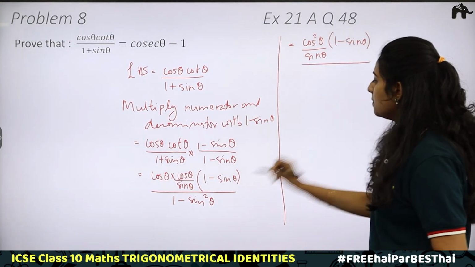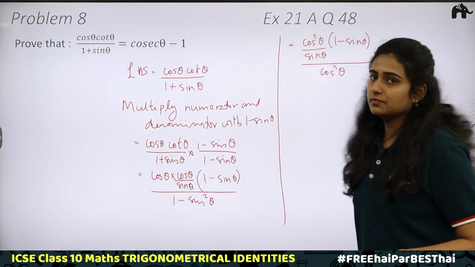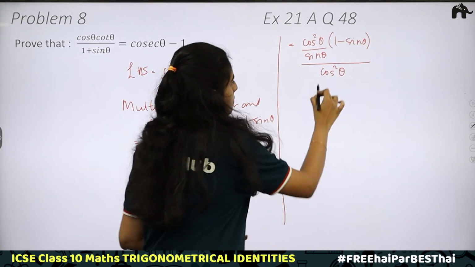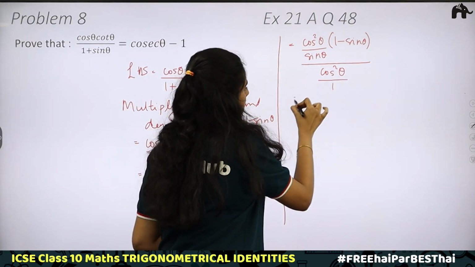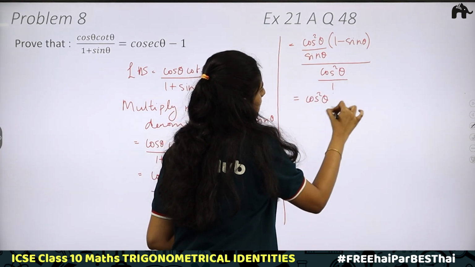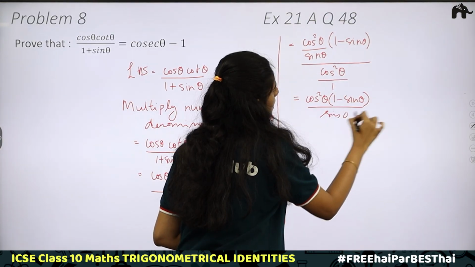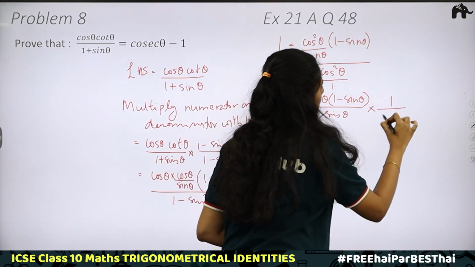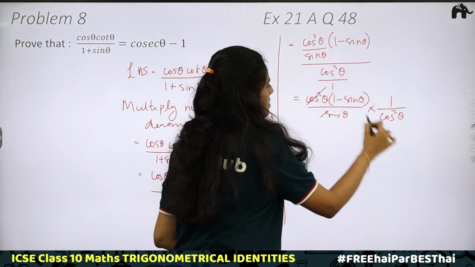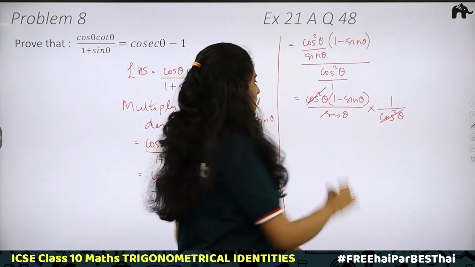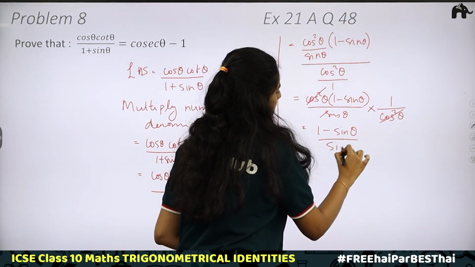Now, the denominator part 1 minus sin square theta is cos square theta. Okay. Taking the reciprocal, here in the denominator we will be having a 1. Taking reciprocal and multiplying, we get cos square theta into 1 minus sin theta divided by sin theta into 1 by cos square theta. Okay. Cancelling this cos square theta and cos square theta, then we have 1 minus sin theta divided by sin theta.